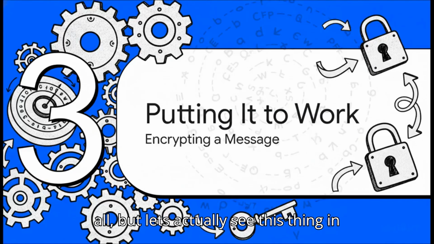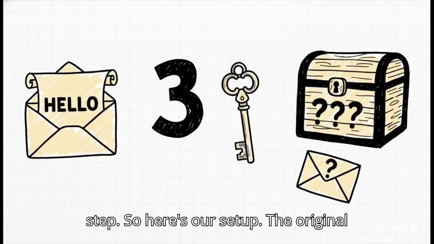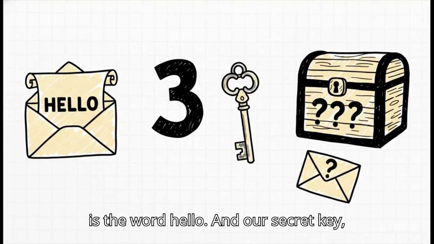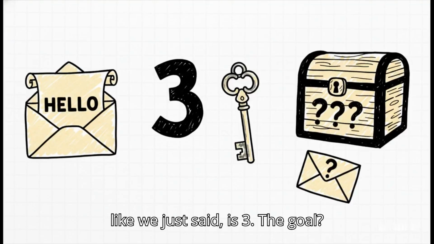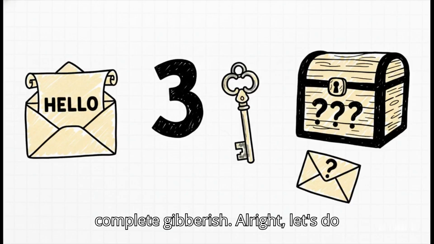Okay, theory is great and all, but let's actually see this thing in action. We're going to take our key and we're going to encrypt a message step by step. So here's our setup. The original message, what we called the plain text, is the word hello. And our secret key, like we just said, is 3. The goal? Turn hello into something that looks like complete gibberish.